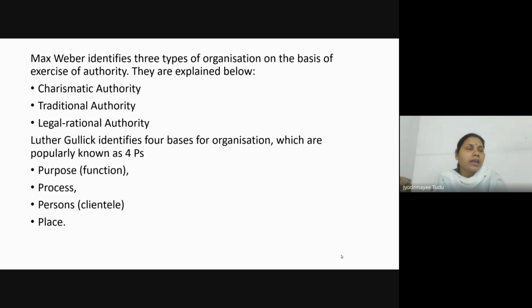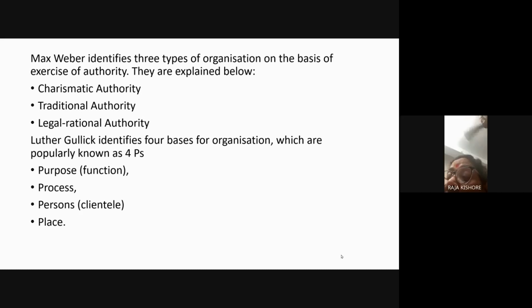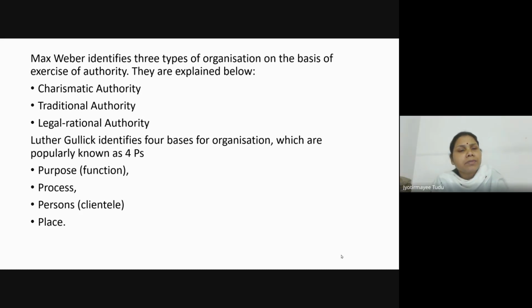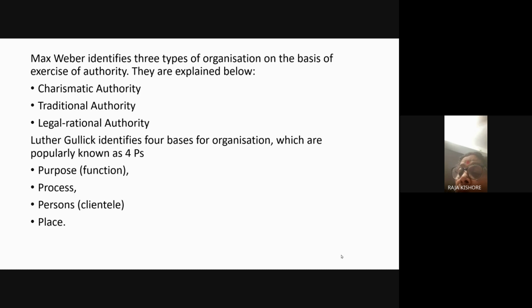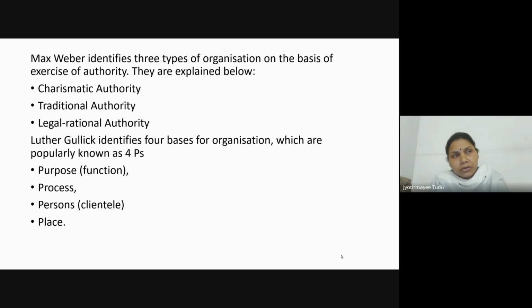So while elaborating that understanding, he made the distinction between charismatic authority, traditional authority, and legal rational authority. So far as charismatic authority is concerned, here organization is essentially driven by the charisma of a person. So in that form of organization, what happens? Authority is exercised through the interaction between the leader and the follower.